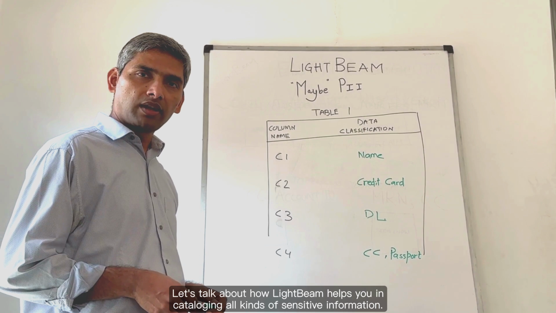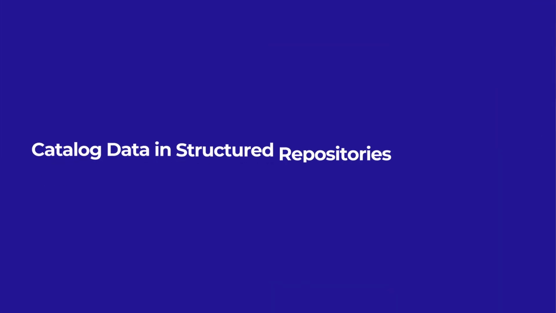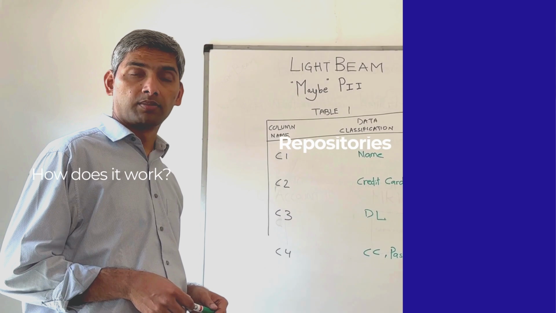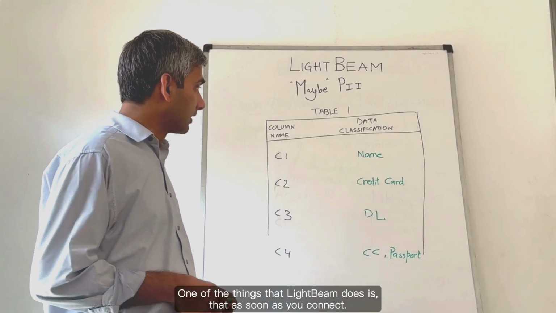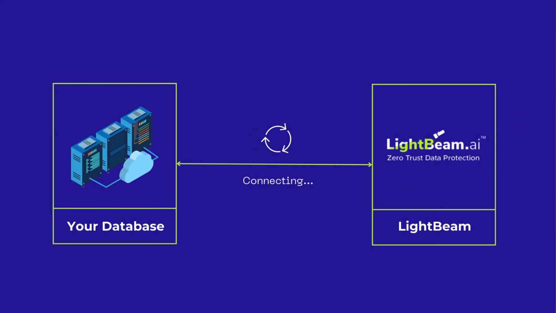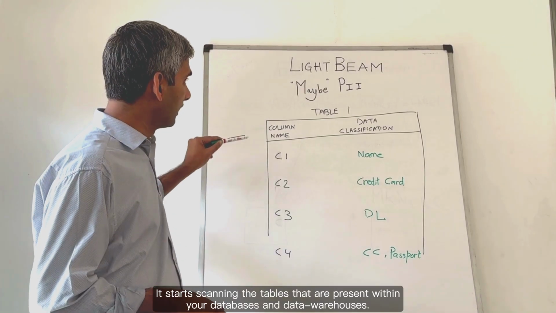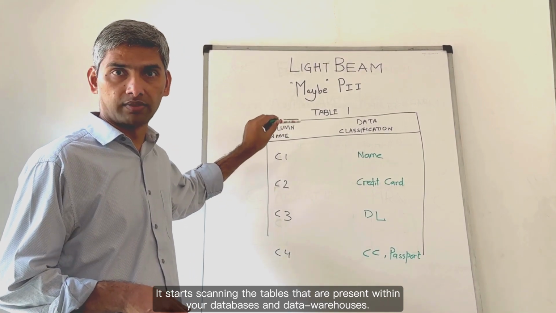Let's talk about how LightBeam helps you in cataloging all kinds of sensitive information that you might have in your structured data repositories, like your databases and data warehouses. One of the things that LightBeam does is, as soon as you connect your databases and data warehouses to LightBeam, it starts scanning the tables that are present within them.